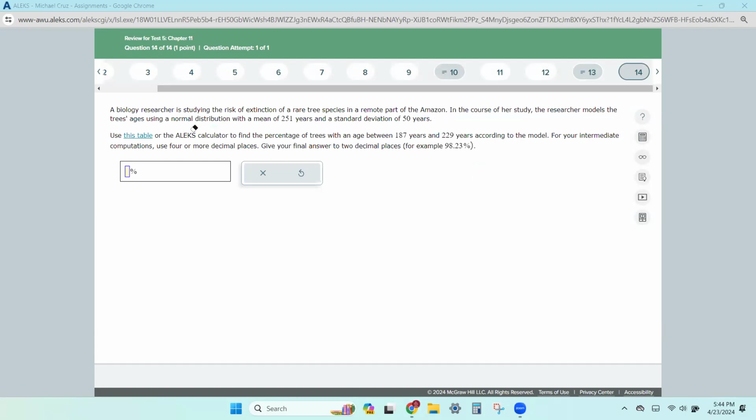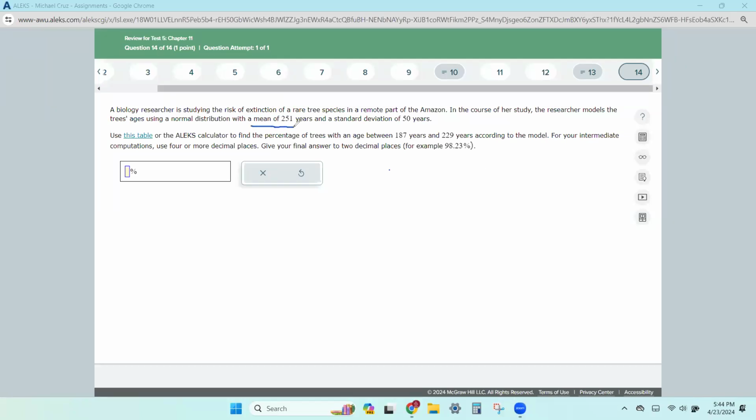All right, so we got a biology researcher studying the risk of extinction of a rare tree species in a remote area of the Amazon. In the course of her study, the researcher models the tree's ages using a normal distribution with a mean of 251.